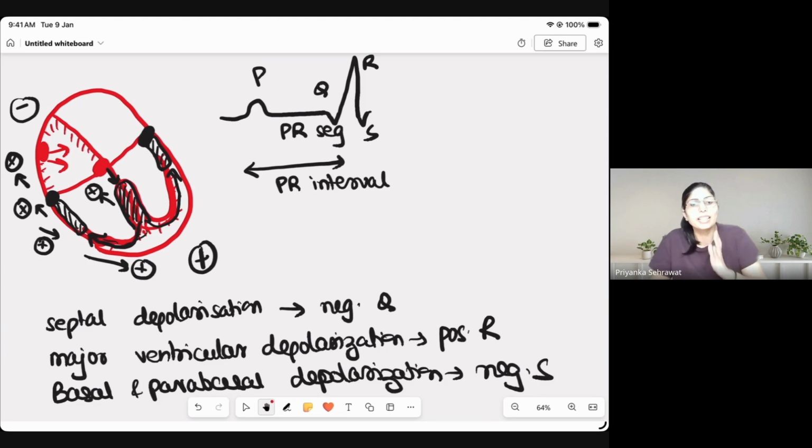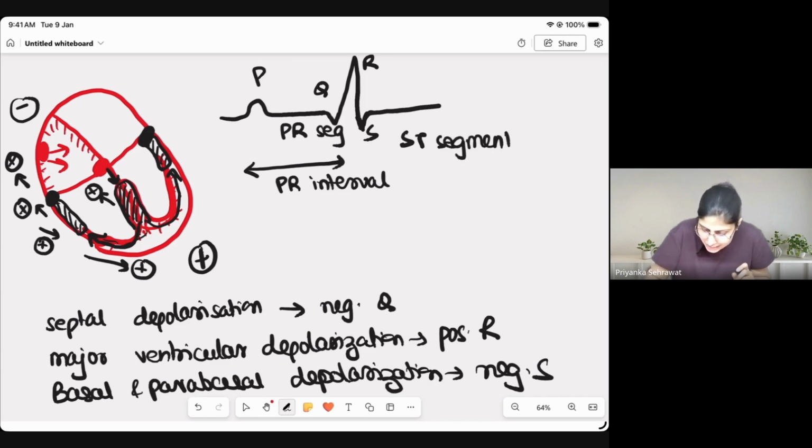Now, after the ventricle gets depolarized, the whole ventricle starts relaxing. Repolarization starts. The ventricle has gone into systole, has pushed out the blood, and now the ventricles are going to relax. When the ventricles relax, because there is some time where the entire ventricle is depolarized and the current is held for a few seconds, there is an isoelectric line which is known as the ST segment. And then because of repolarization, we get a small T wave.